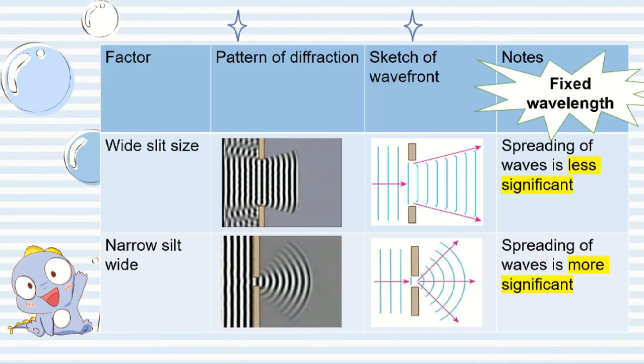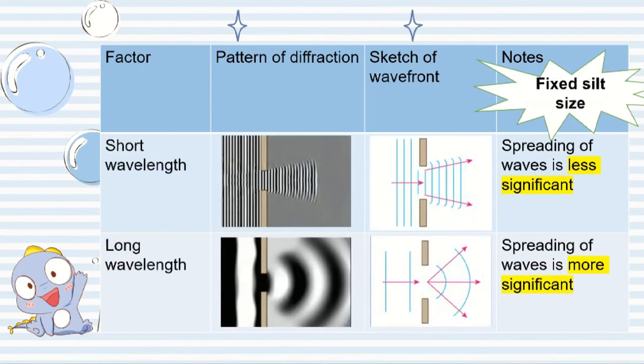The first one is the slit size and the second one is wavelength. As you can see, in the first diagram the gap is bigger than the wavelength, so the spreading of the wave is less significant. While in the second diagram the gap is smaller than or equal to the wavelength, so the spreading of the wave is more significant. For the second factor, when there is a short wavelength, the spreading of the wave is less significant. When there is a long wavelength, the spreading of the wave is more significant.